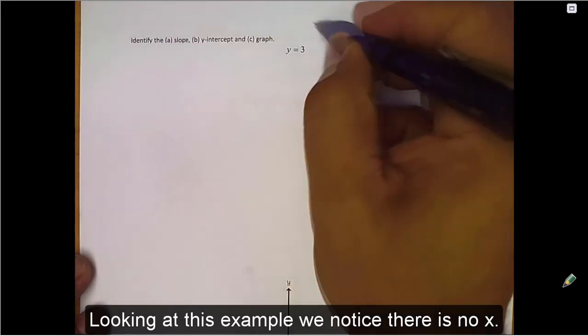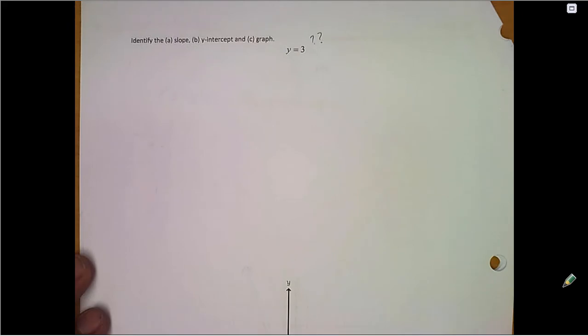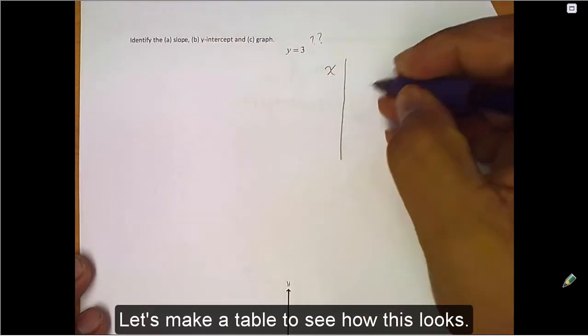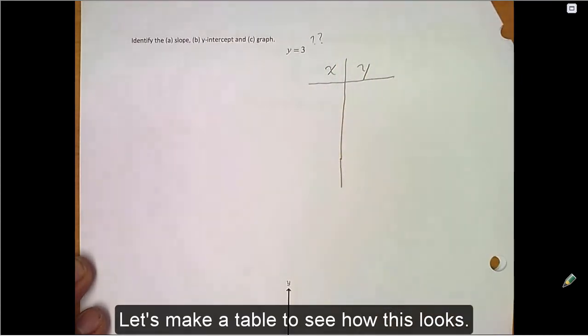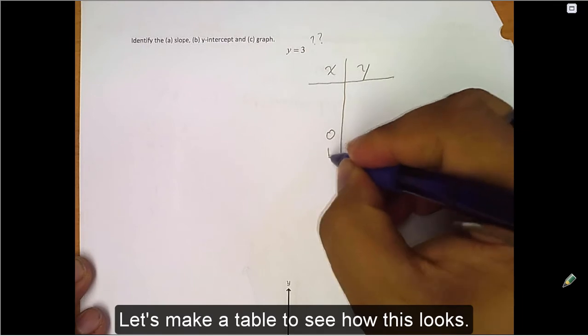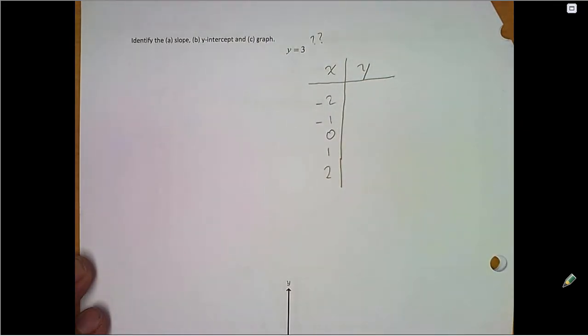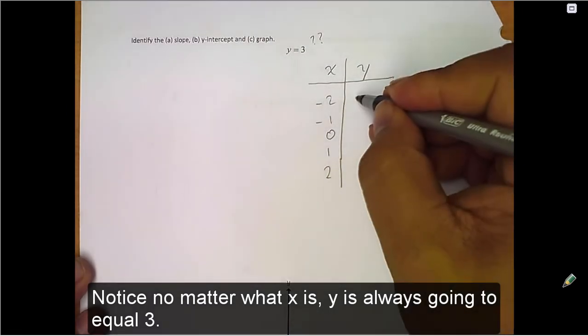Looking at this example, we notice there is no x. So let's make a table to see how this looks. Notice no matter what x is, y is always going to be 3.